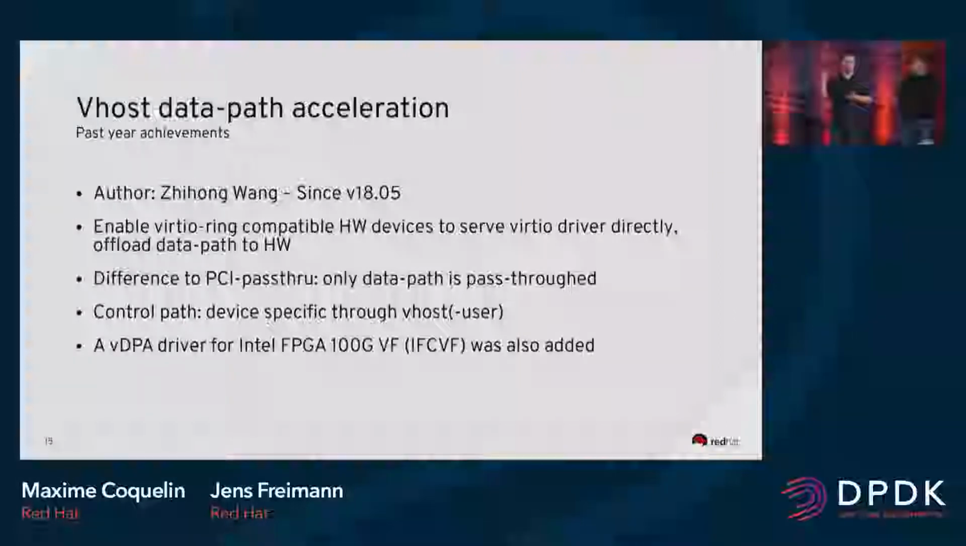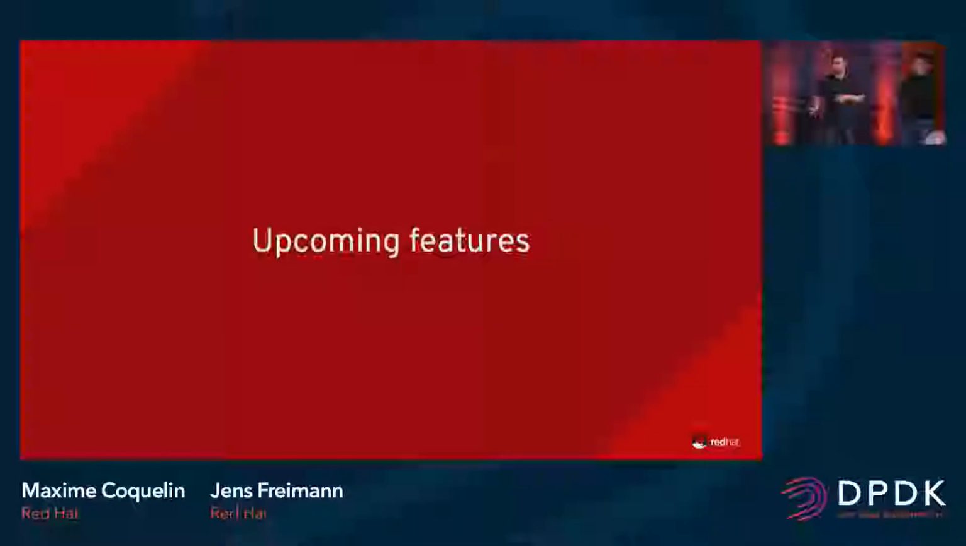This allows us to offload the data paths to hardware while keeping the control paths in the usual way via the Vhost user protocol. There was also a driver upstream for this. It's also in DPDK. I don't remember which version, but it's in there. That's for the features that were added last year.